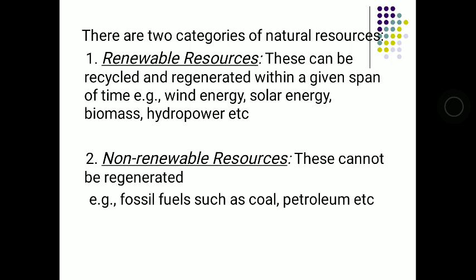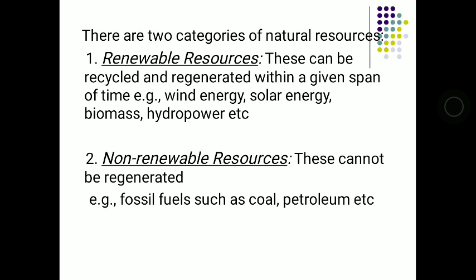So wind energy, solar energy, biomass, hydropower, etc. So as you can see over here, wind energy, it can be generated again, right, with the tidals and all. Until the earth is moving, there will be wind. Solar energy, until the sun is there, there will be solar energy. Biomass, until we produce waste, there will be biomass.